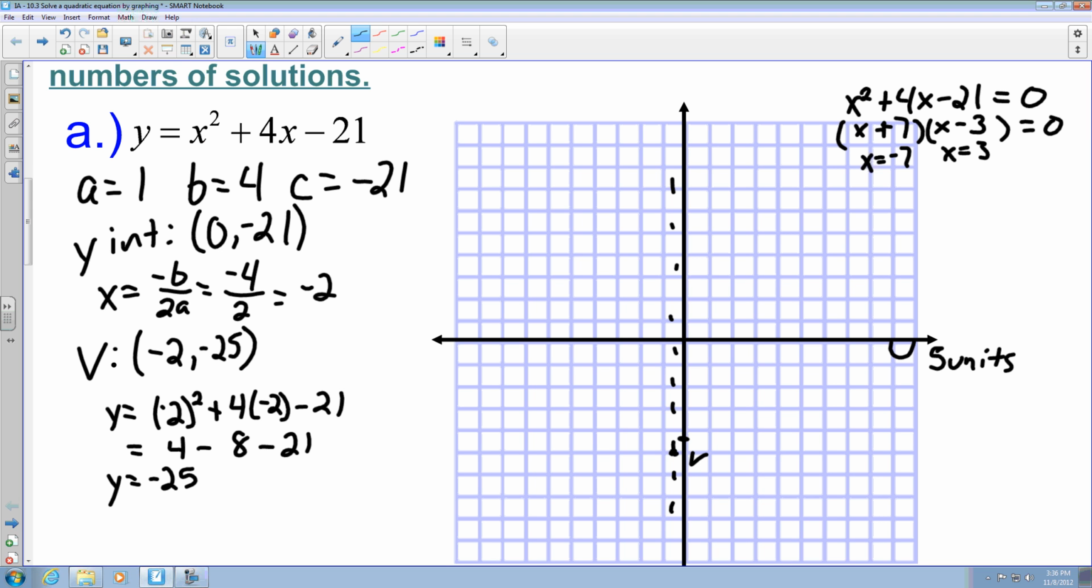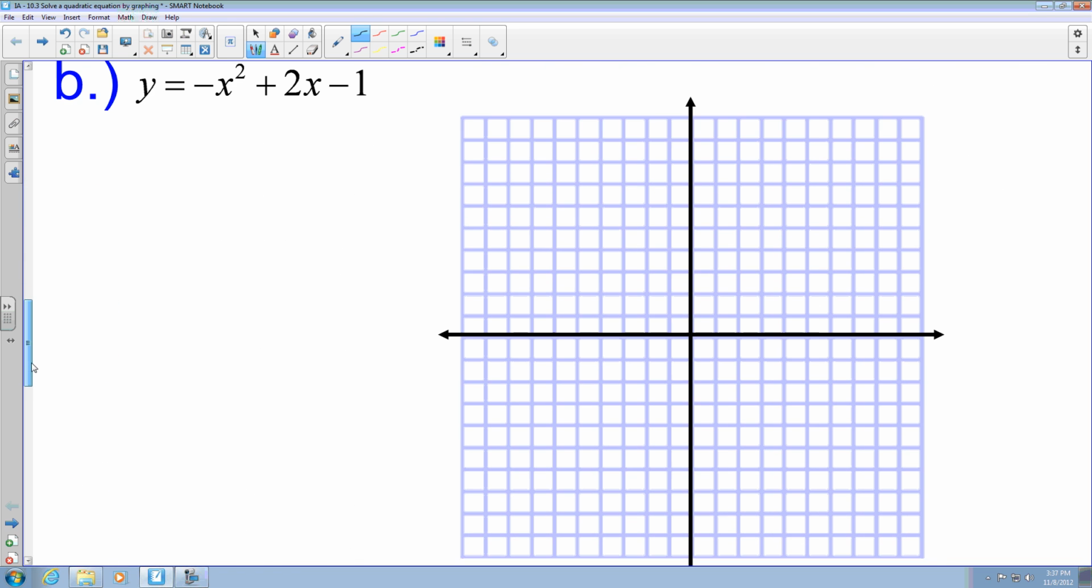So right about here is where negative 7, comma 0 is, and right about here is where 3, comma 0 is located. Now it's just a matter of connecting our graph, and there is our graphed equation of y equals x squared plus 4x minus 21.